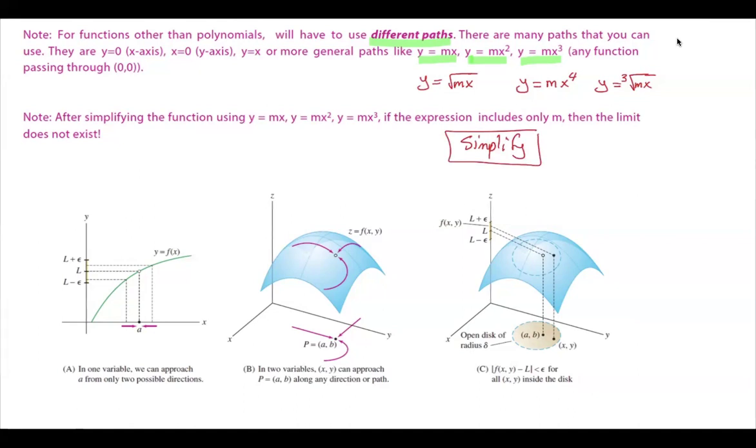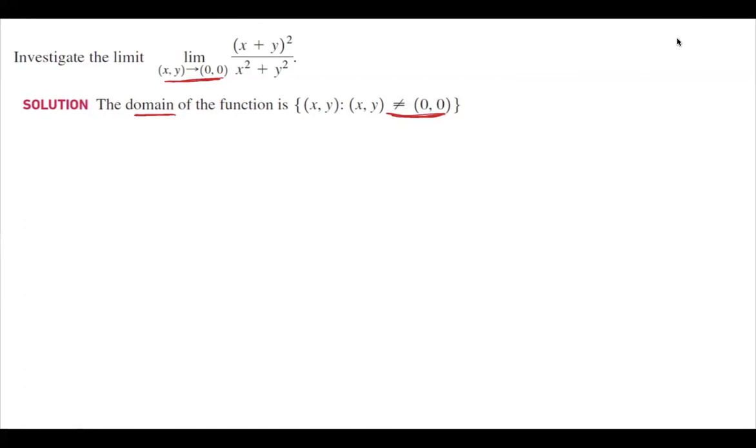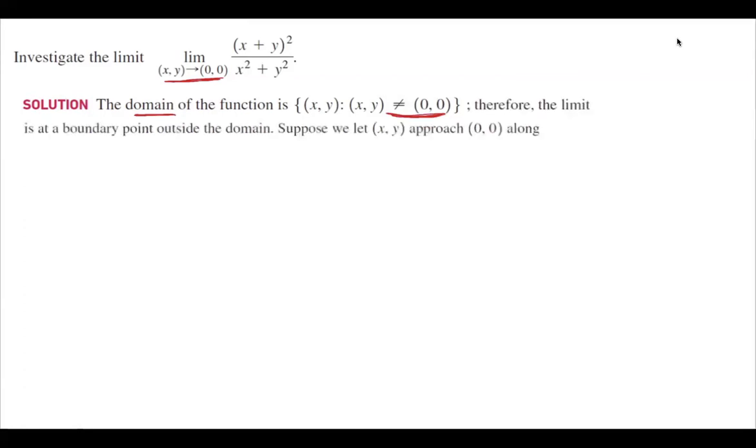Well, each function has a different behavior. Let's take a look at a couple of examples. Investigate the limit of (x plus y) to the second divided by x squared plus y squared around the origin. Okay, around the origin, we have different paths. Remember that the domain of this rational function is everything in the plane except for the origin. The origin doesn't belong to the domain of the function, but we can find the limit around the origin. That's absolutely fine.